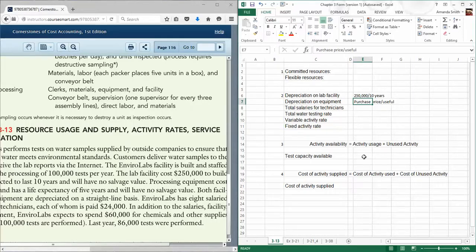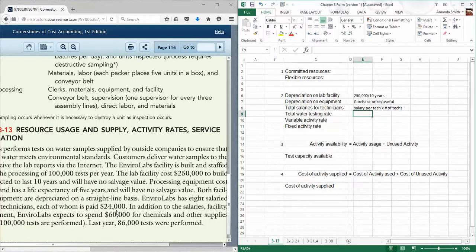Depreciation on the equipment is going to be calculated exactly the same way. You're told in the paragraph that the salaries are $24,000 per technician. So you need to find out how much the salary is total. So you're going to have salary per tech times number of techs. Again, it's basic math.